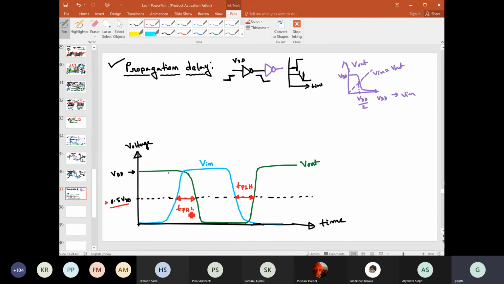Fine. So I'm not writing explicitly here what is TPHL and what is TPLH, but you understand from here. So considering the change in output, we consider it as TPHL or TPLH. Okay. So if this part is clear to you, then you can also guess one more thing, right?